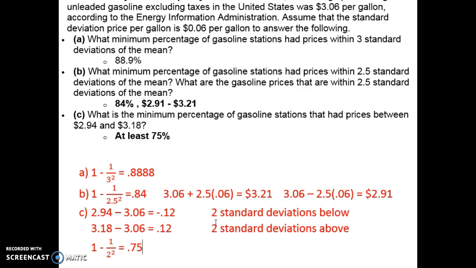So C is asking what minimum percentage is within 2 standard deviations, either above or below. So if you plug a 2 into Chebyshev's inequality, you get 0.75 or 75%. So the minimum amount of gas stations in that price range is 75%.